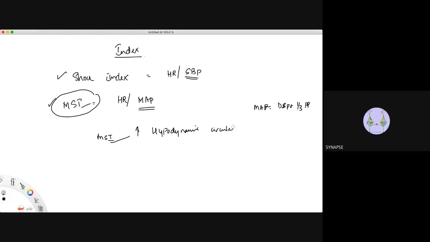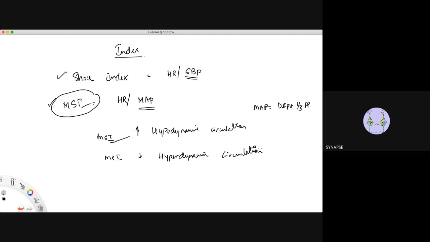Now let's say the MSI is less. That means the increase in the heart rate is not much, and your BP is kind of maintained. Your denominator is big, so hence your MSI is not that big of a value. So it suggests it's a hyperdynamic circulation and it is good for the patient. Correct? Make sense? You get the numerator and denominator relation? Yes.